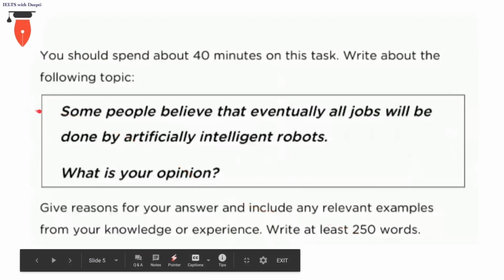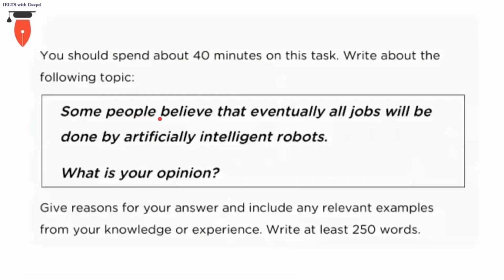Now the topic that we are going to take is: some people believe that eventually all jobs will be done by artificially intelligent robots. And here you are supposed to tell your opinion. So when you are supposed to tell your opinion, you have to discuss both the views and give your opinion. So here, both the views will be that all the jobs would eventually be taken up by artificially intelligent robots, or no, this is not going to happen. So you have to give your opinion based on the balance between the 2 schools of thought.